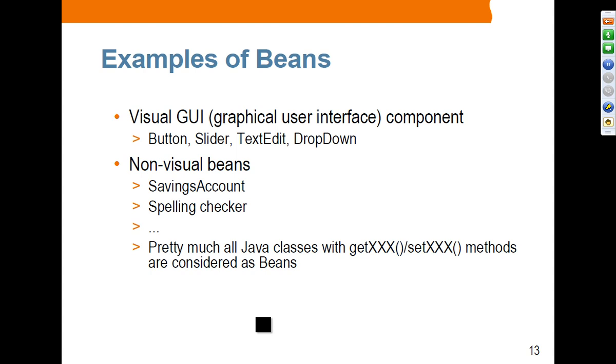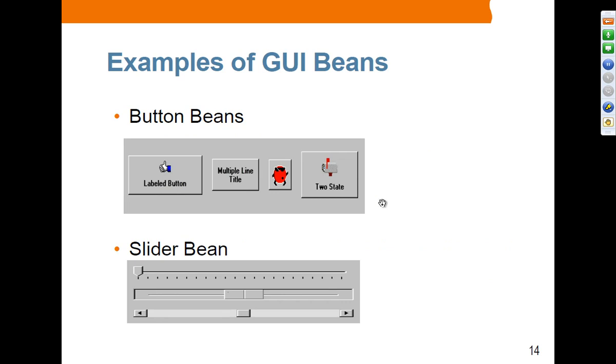Now, examples of beans. As I said before, visual beans could be a button, slider, text editor, GUI component, or drop-down component, and things like that. Non-visual beans could be a savings account, a spelling checker bean, and things like that. You can think of any Java class that has getter and setter methods as a JavaBean. There are a couple of other things, but this is pretty much all there is to it. This is the button bean. You could have different button beans, and this is a slider bean.